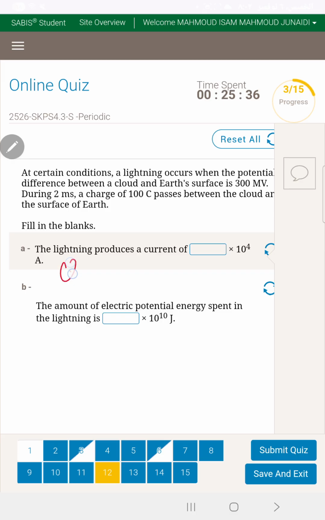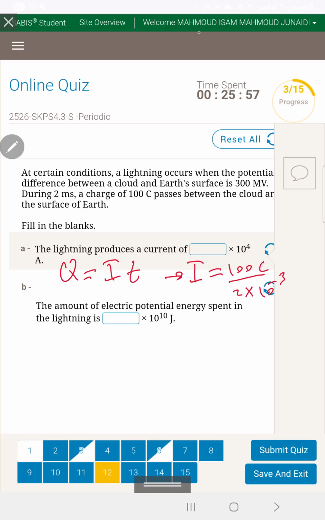So here to find the current, we say Q is equal to IT. So the current I is equal to quantity of charge, which is 100 coulomb divided by the time, which is 2 milliseconds, 2 times 10 to the power of minus 3. So now we calculate this. So here you get 50,000, which means 5 times 10 to the power of 4.